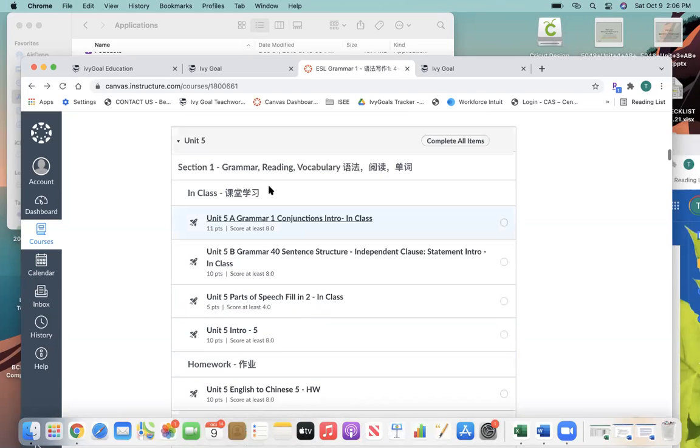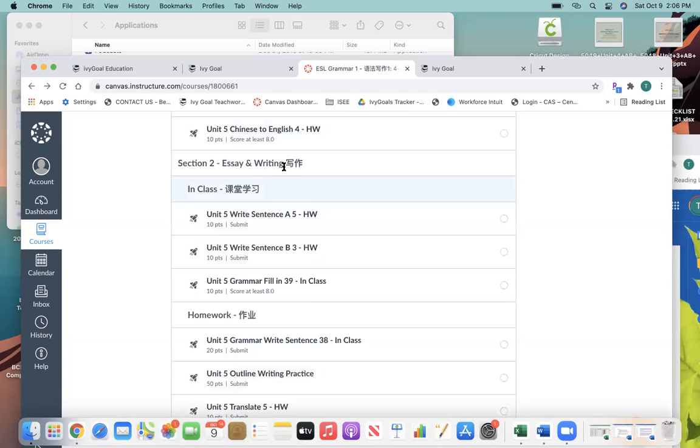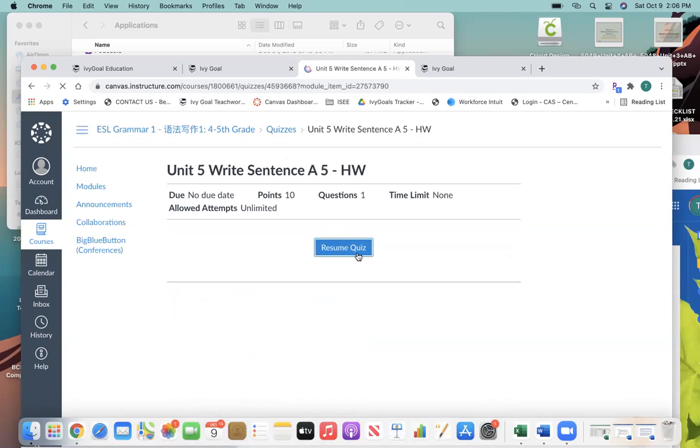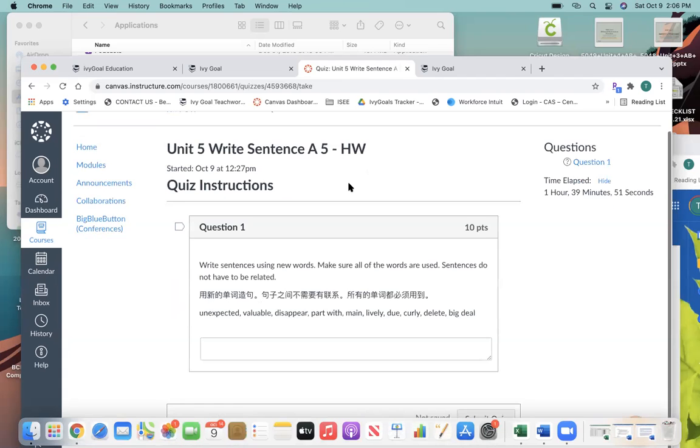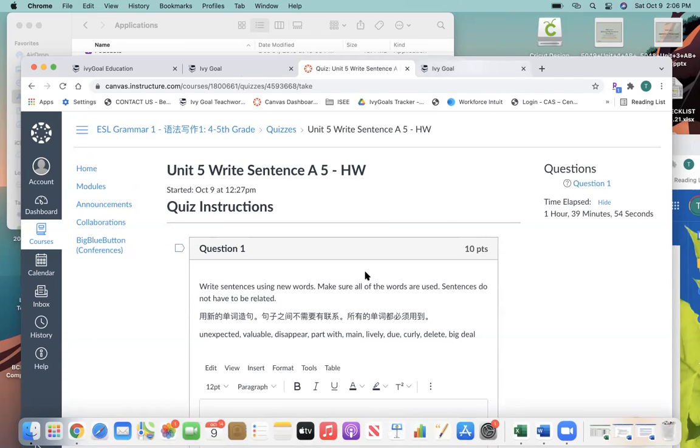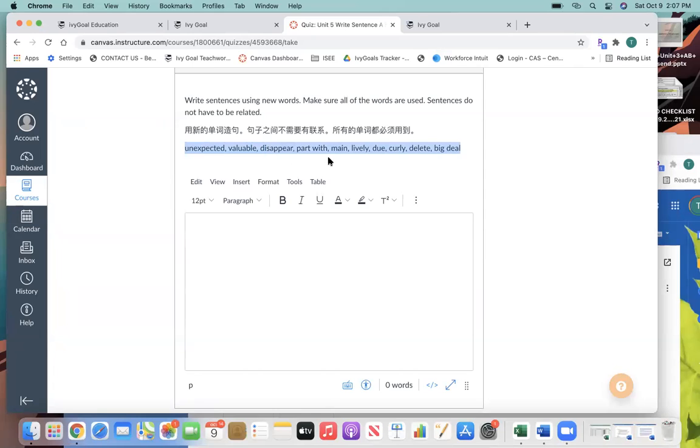Okay, so this is Unit 5, and I think usually you guys go to the essay and writing portion. So let's try this new one in class today. Can you see the screen? Yep. All right, why don't you read these words for me, starting with unexpected. Unexpected, valuable, disappear, part with, main, lively, dual, curly, delete, big deal.